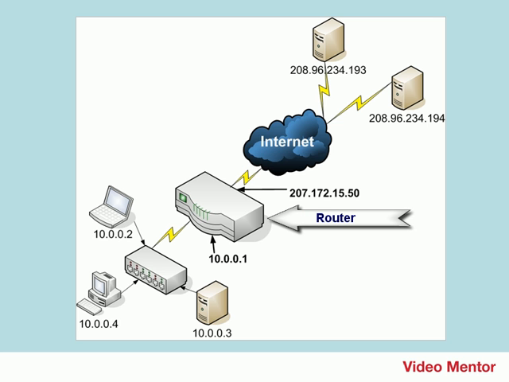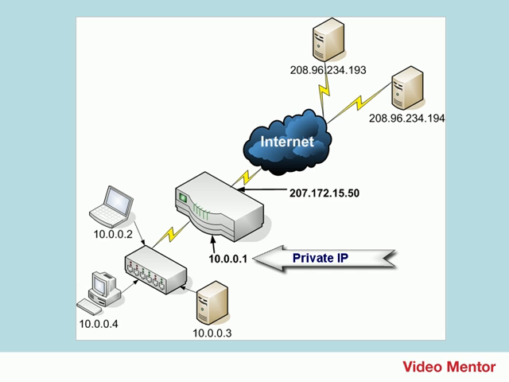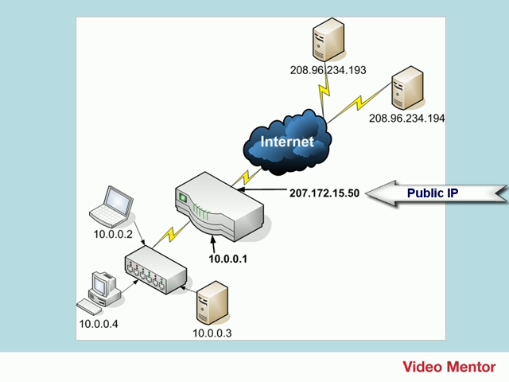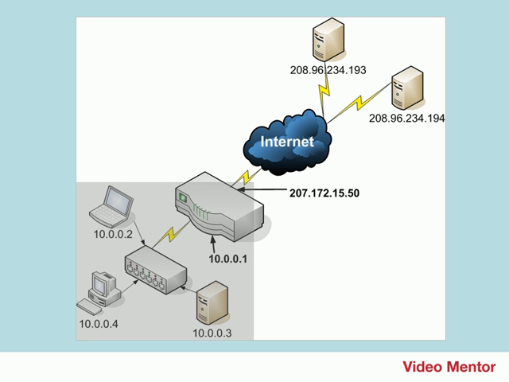Here's an example. The multifunction device here has two IP addresses. On the LAN side, it has the 10.0.0.1 address. That's considered the private address. And on the WAN side, it has the 207.172.15.50 address. And what this device does is it translates for all the computers on the 10 network, but displays all their outgoing requests to the internet with that one publicly displayed address of 207.172.15.50.